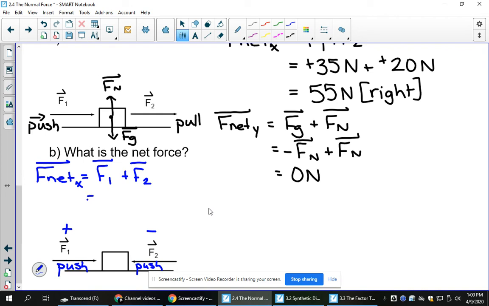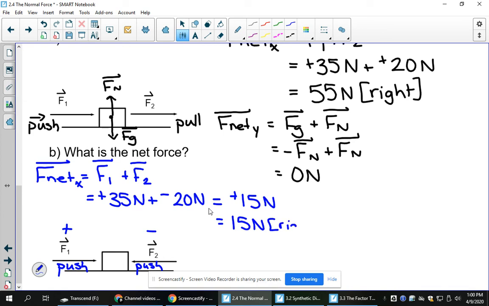So force 1 is in the positive direction, positive 35 newtons, and I'm still adding, always adding, but in this case we've got the negative direction for the 20 newton force. If you add these up, you get an answer of positive 15 newtons, really meaning that there's a 15 newton force acting right, so in that direction. So this box is going to accelerate to the right.